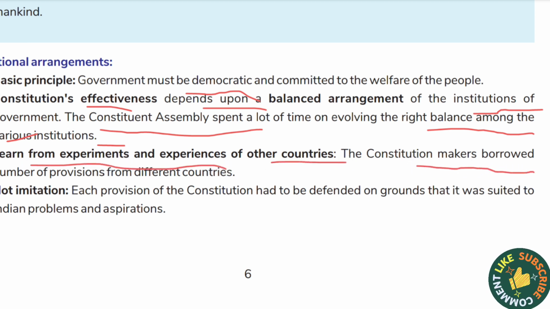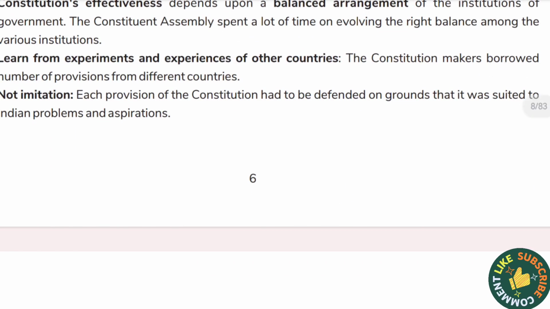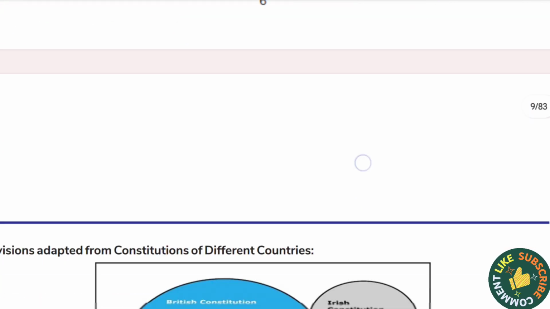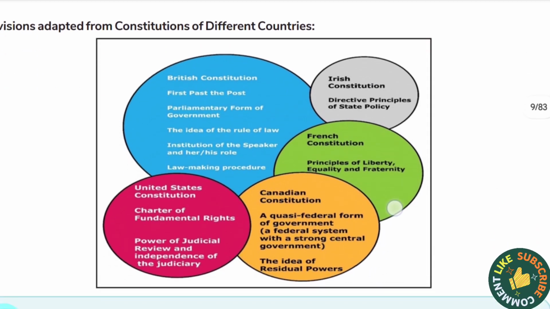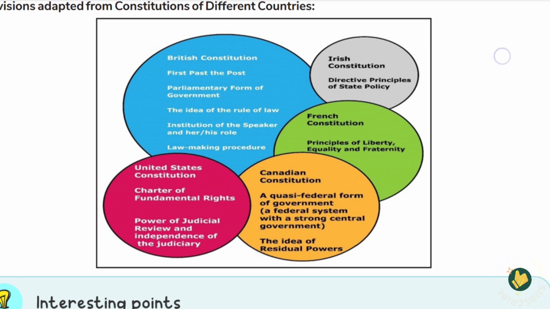The constitution makers borrowed a number of provisions from different countries, not as imitation. Each provision of the constitution had to be defended on grounds that it was suited to Indian problems and aspirations. So, provisions were adapted from constitutions of different countries: the British constitution, Irish constitution, French constitution, Canadian constitution, and United States constitution.